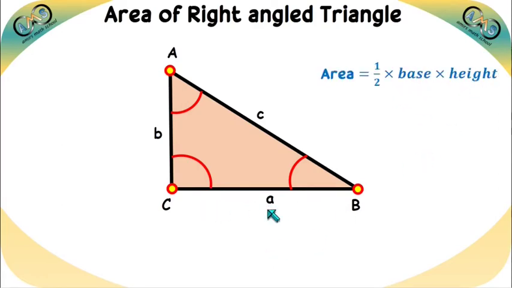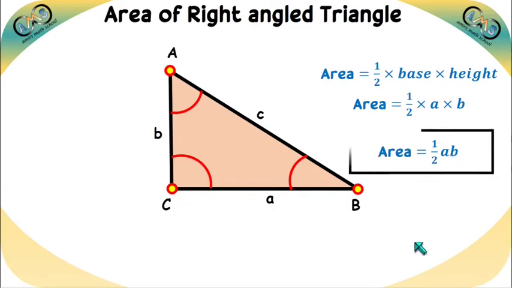The value of base is a and the value of height is b. If b is the base, in that case a is the height. So half times ab. So this is the formula of the right angle triangle, half ab. This a and b are the side lengths other than the hypotenuse. So this is the formula to find the area.